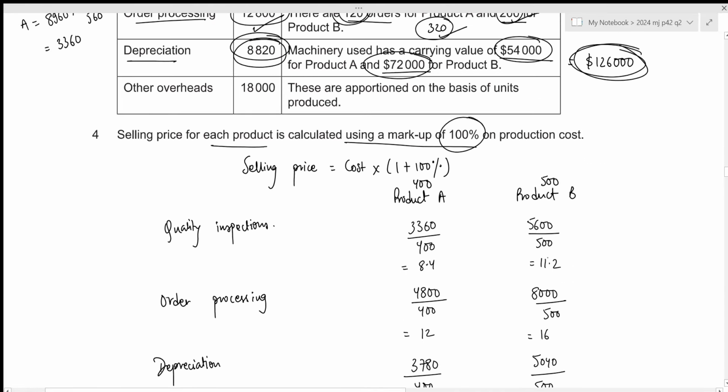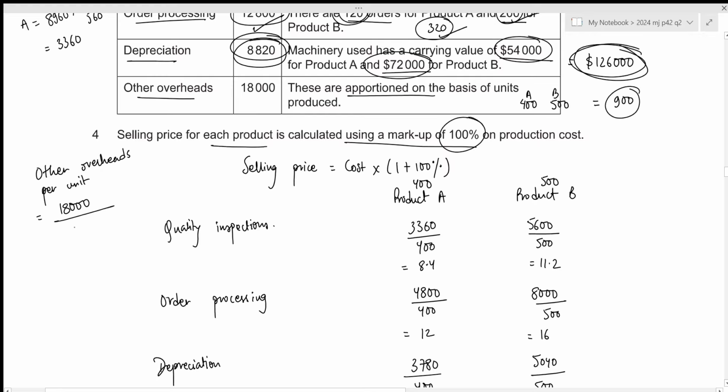Now for the last one, we have other overheads of 18,000, which are to be apportioned on the basis of units produced. So the units produced is just 400 for A, and for B it's 500. So the total number of units in this case will be 900. And since we need to calculate the other overheads per unit, it's going to be the same for both product A and product B. We can just divide it by the total number of units. So 18,000 divided by the total number of units of 900. This results in the value of 20.